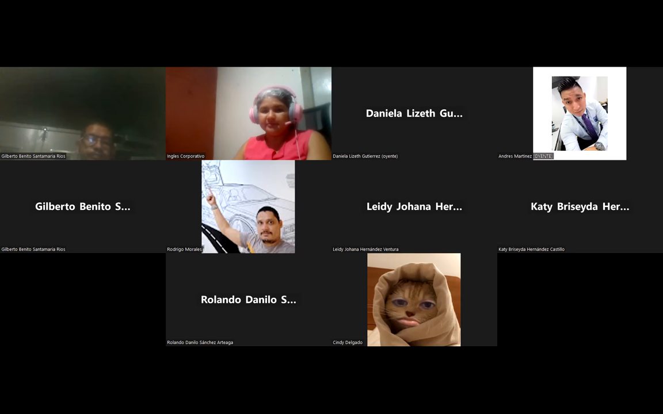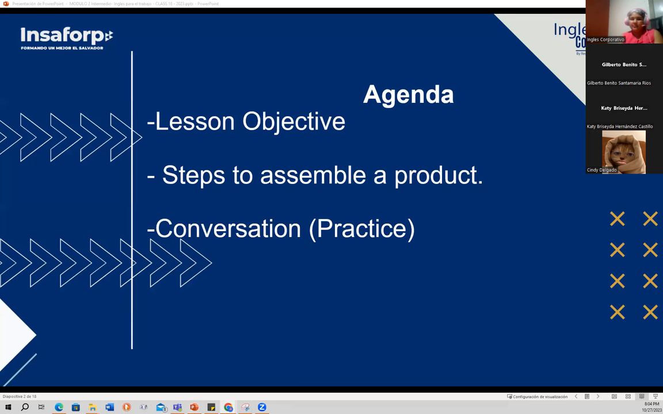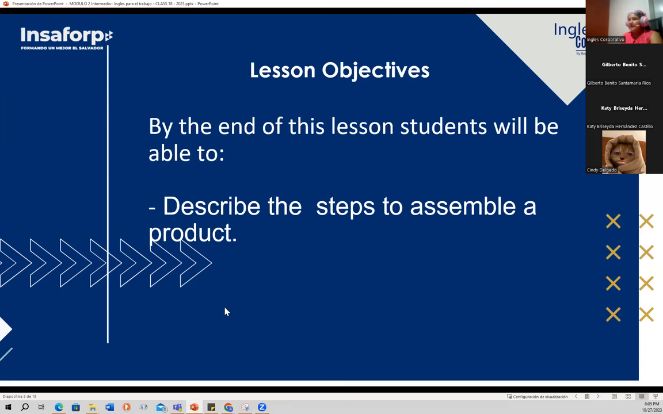Okay, let me share my screen. We have a new verb: assemble. Today we have the lesson objective, then the steps to assemble a product. And then we're going to have the conversation that we missed from the previous class on Wednesday. The main objective for this class is that you describe the steps to assemble a product.